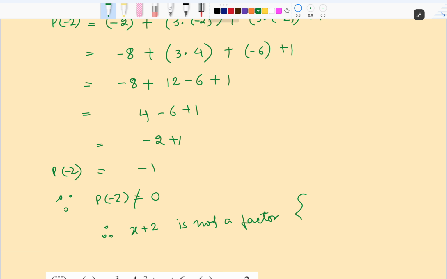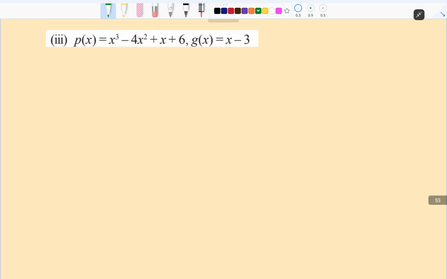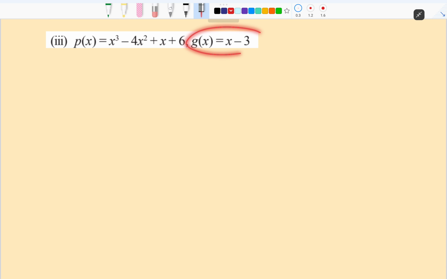And how am I saying it? As per the factor theorem. Clear? Let's look at the next question. Now we have to see whether this is a factor of this. For this to be a factor, 0 will be x minus 3 is equal to 0, so x is equal to 3. So p of 3 should be equal to 0. Let's check.